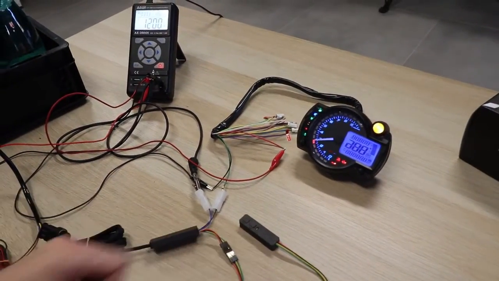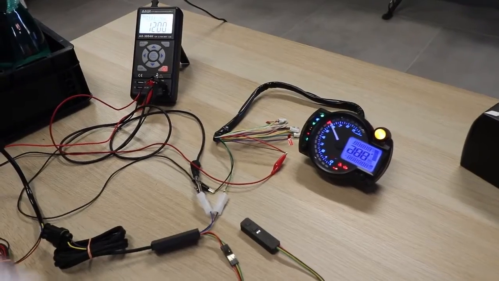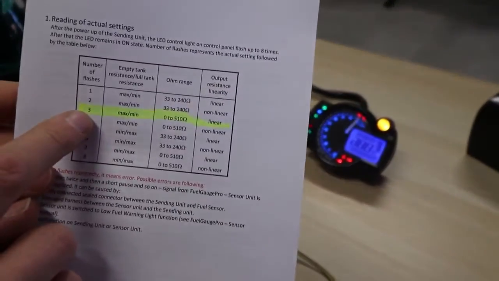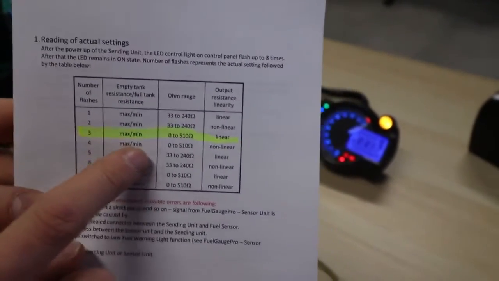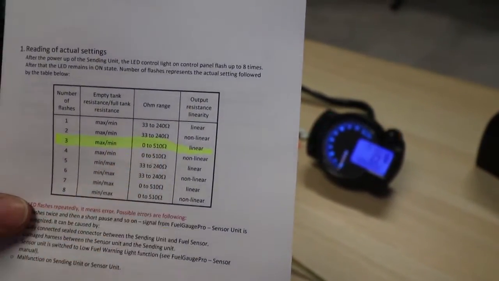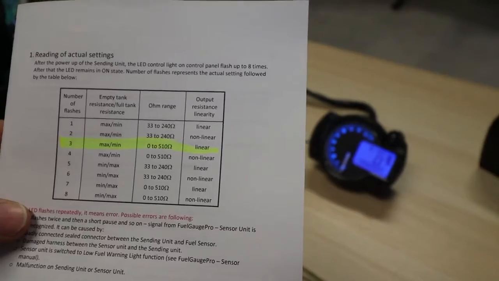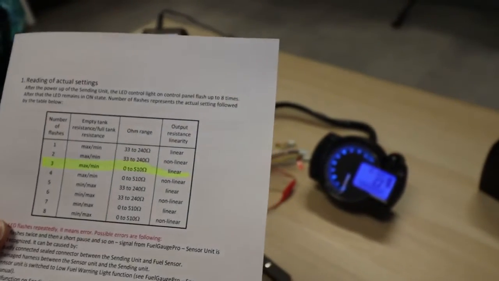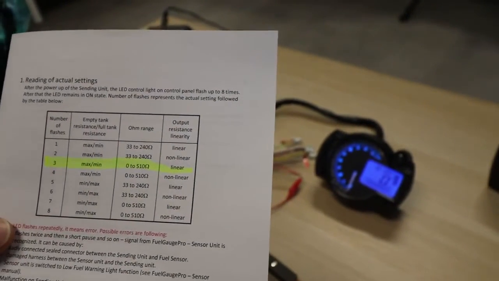The control panel flashed 3 times, so let's look at the user manual, what does that mean? 3 flashes: resistance max to min, 0 to 510 ohms, and output resistance linearity linear. I think it looks okay, this should be working.